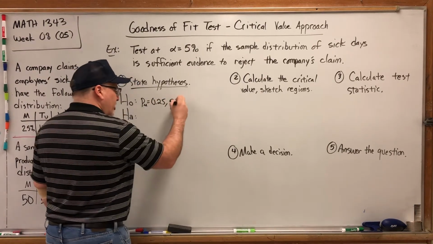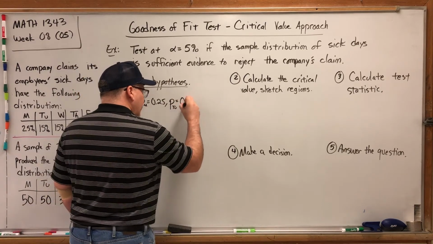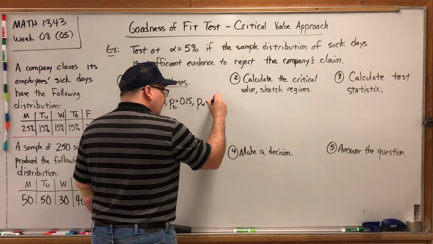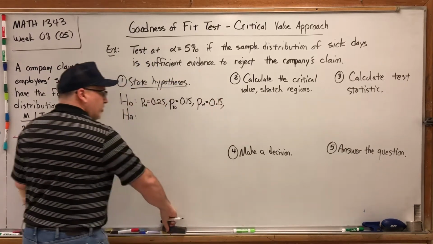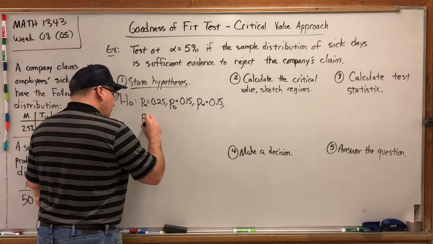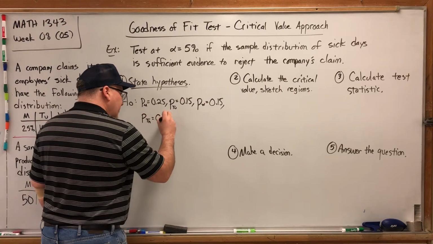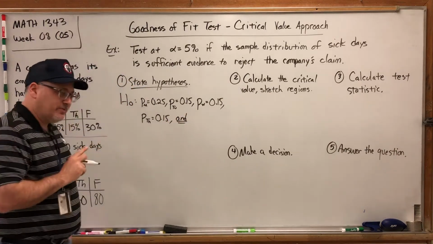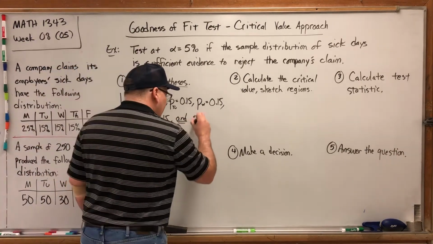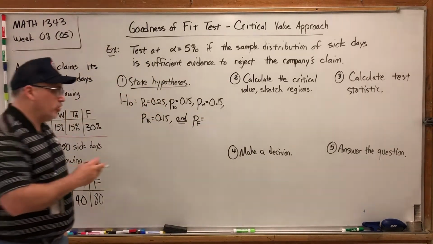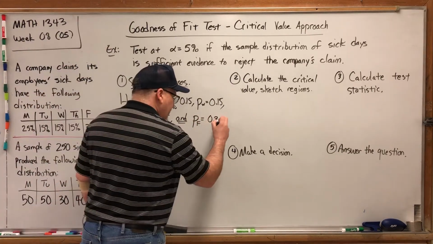PTU for Tuesday was 15%. PW for Wednesday is 15%. Let's put a comma here. PTH for Thursday was also 15%. And, emphasis on the word and, it's important there. PF, the proportion of sick days on Fridays, was 30% or 0.30.